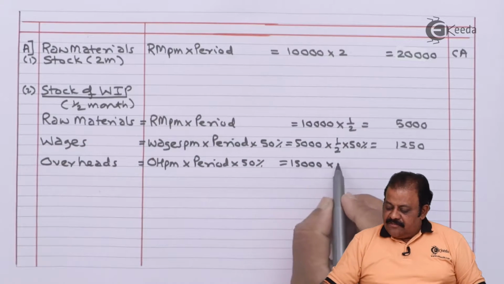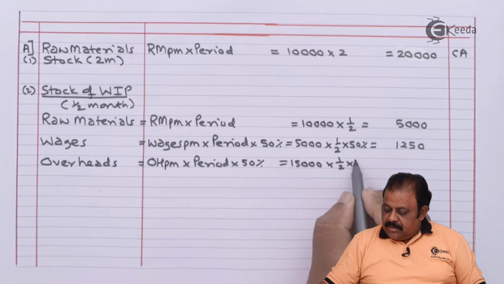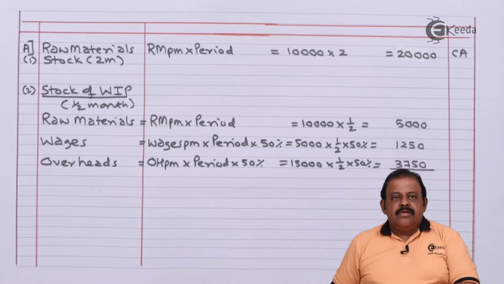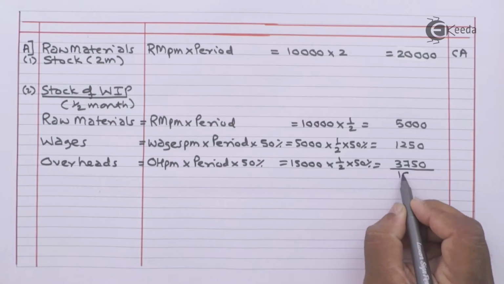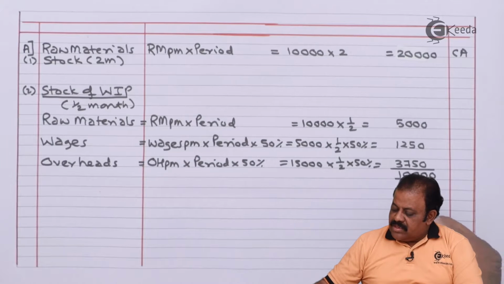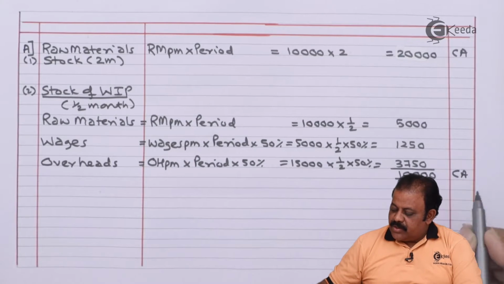Multiplied by period half month, multiplied by 50%, 3750. So work in progress stock total is 10,000, will be part of current asset.